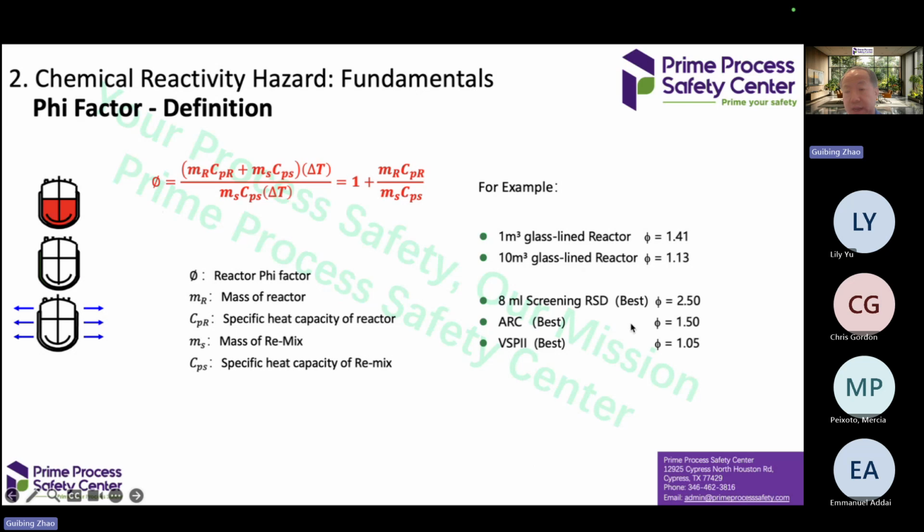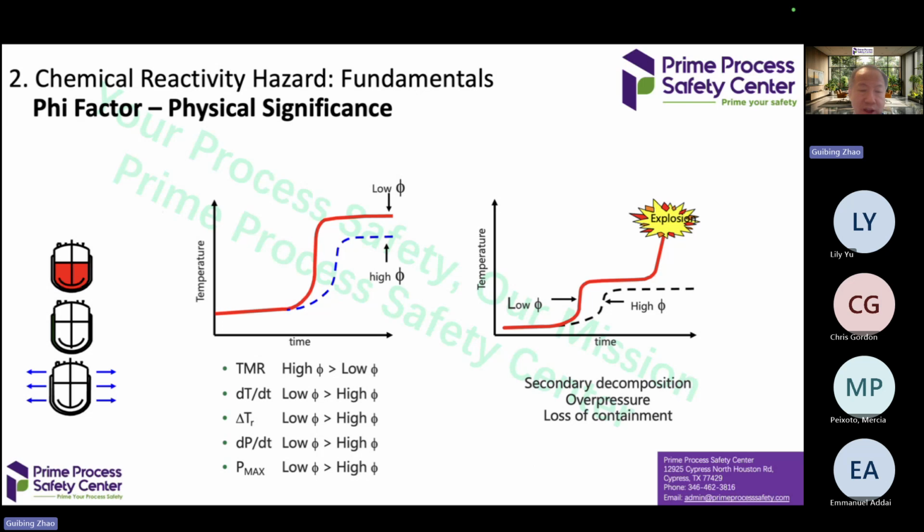So for example, for the testing cell, what is the typical phi factor? For an RST testing cell, the phi factor is 2.5. For ARC, we just shared, 1.5. For the wind sizing package, it is 1.05. That's why we say the wind sizing package can be directly used to simulate a large scale reactor when runaway happens.